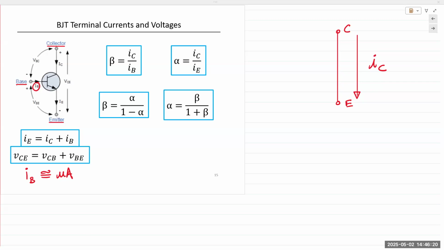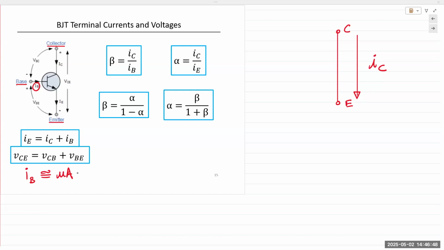Okay, so where was I? Oh, here. IB is very small, microamps, because the number of charge carriers in the base region is very small. It's typically on the order of microamps, 10⁻⁶, 10⁻⁵ perhaps, whereas the collector and emitter currents are in milliamps, orders of magnitude higher, at least 1,000 times, if not more.